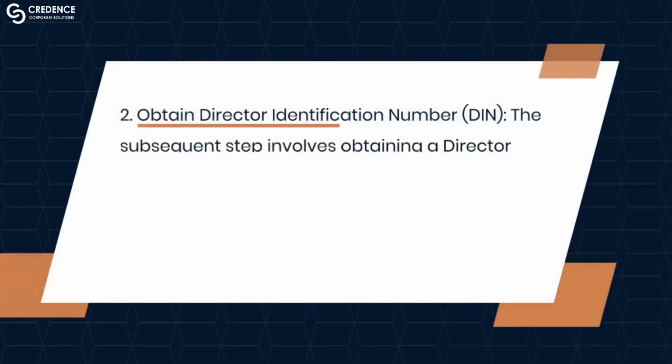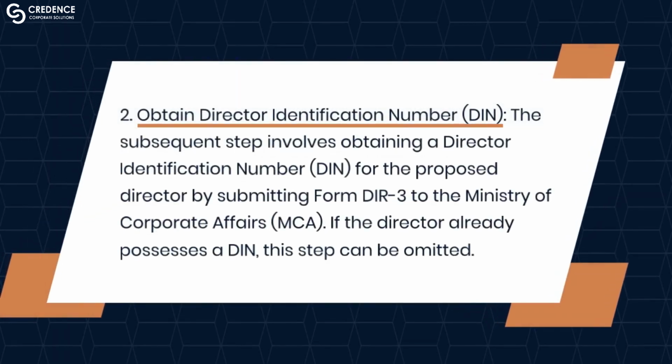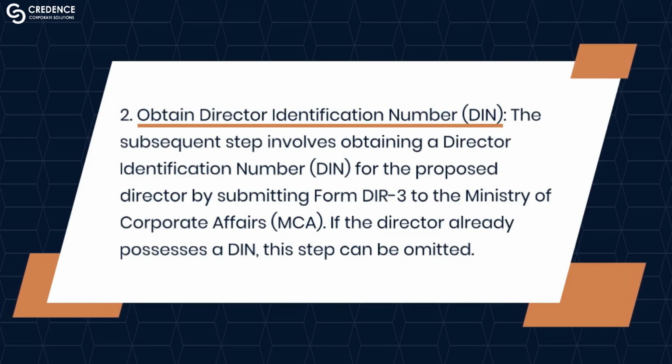2. Obtain director identification number, DIN. The subsequent step involves obtaining a director identification number, DIN, for the proposed director by submitting Form DAR-3 to the Ministry of Corporate Affairs, MCA. If the director already possesses a DIN, this step can be omitted.